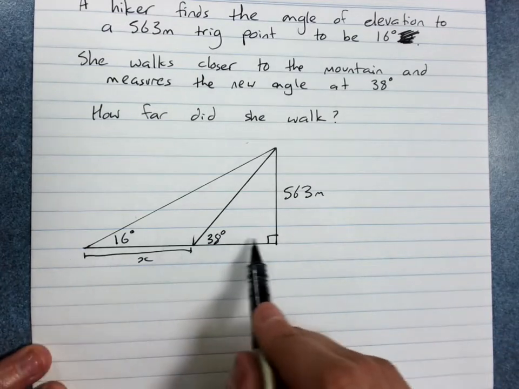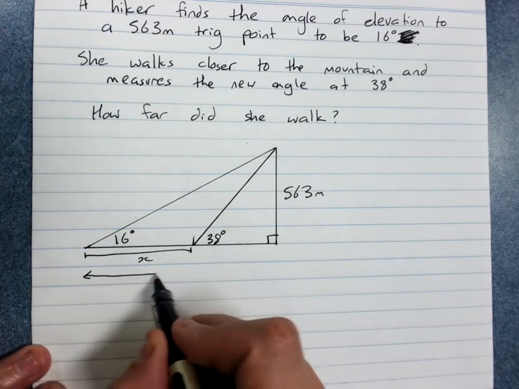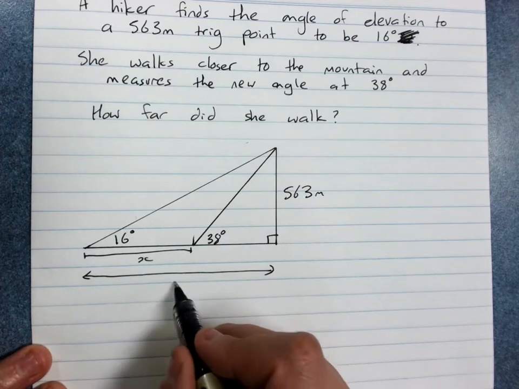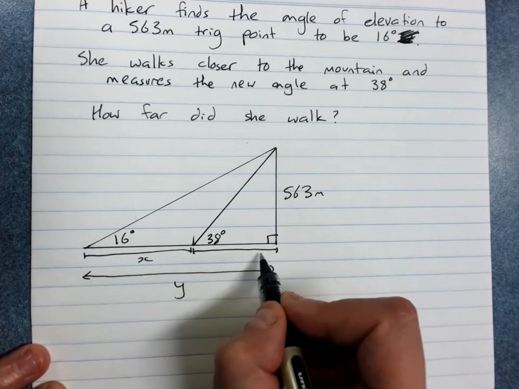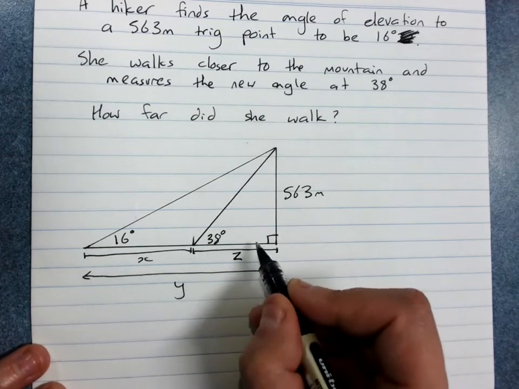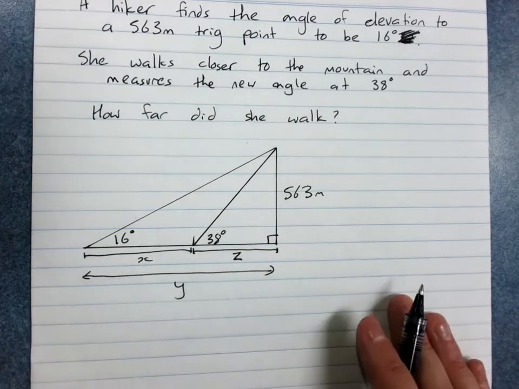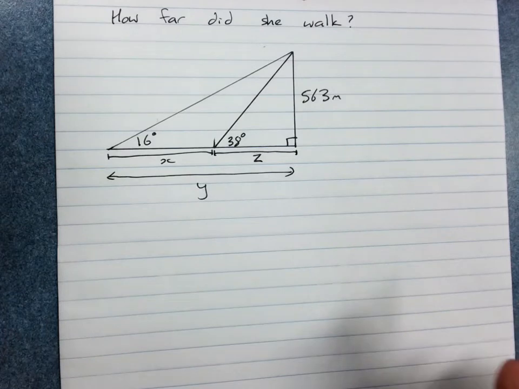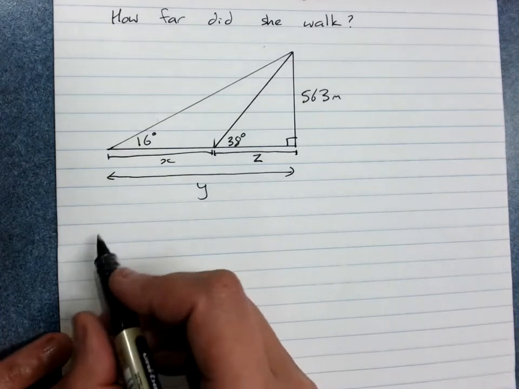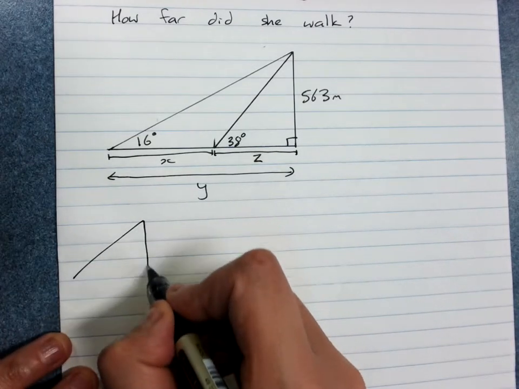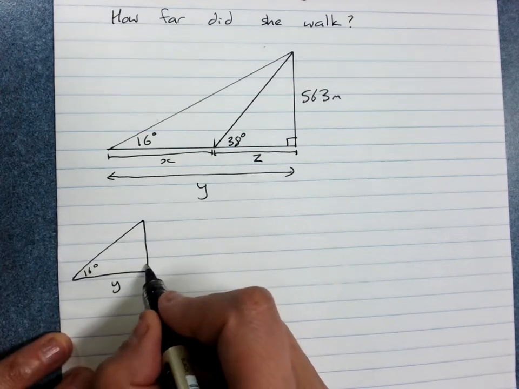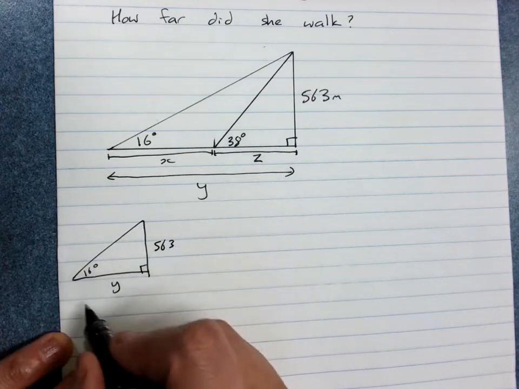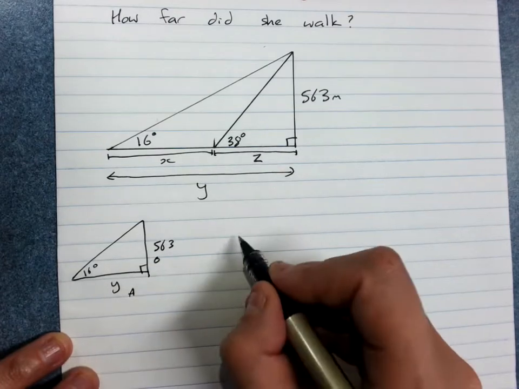So you will have to find y, the length of this triangle, z, the length of this triangle, and subtract them to get x. If you get confused, redraw your triangles. Here is your big triangle. Label your sides.